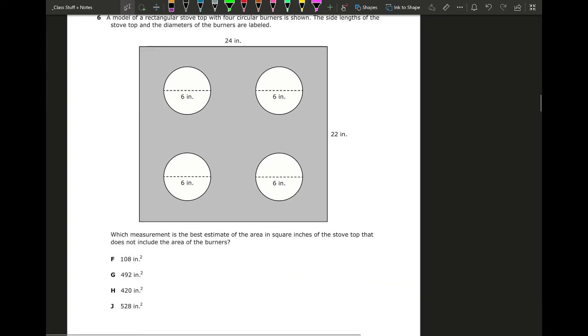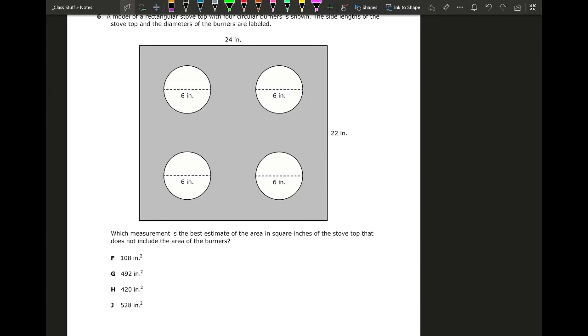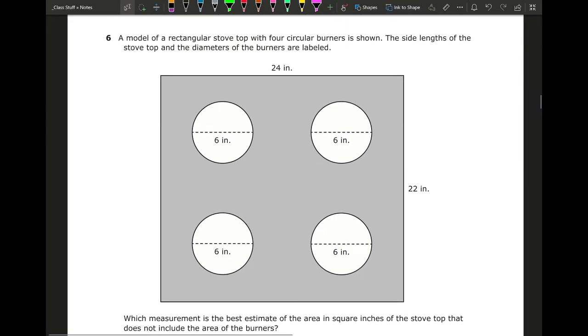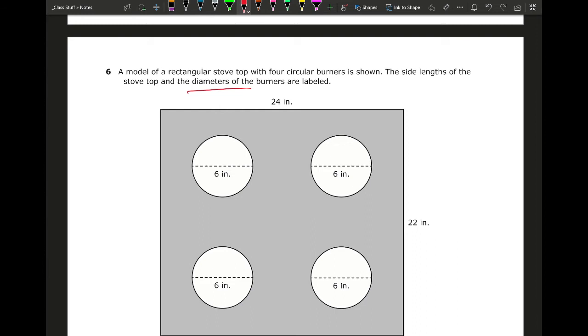It says, which measurement is the best estimate of the area in square inches of the stovetop that does not include the area of the burners? So basically, we need to find the area of the grayed out section. The good thing is that all the burners are the same size, right? They gave us the diameter, but for area of a circle, we need the radius. Pi times radius times radius. Remember, this is the actual formula.